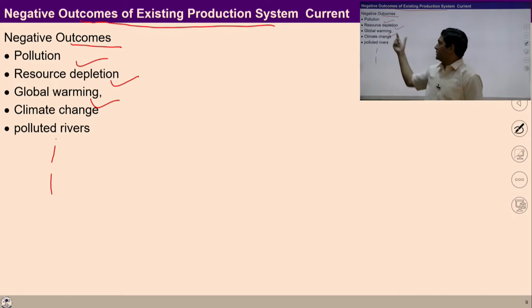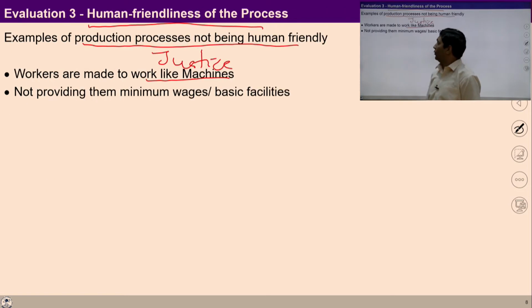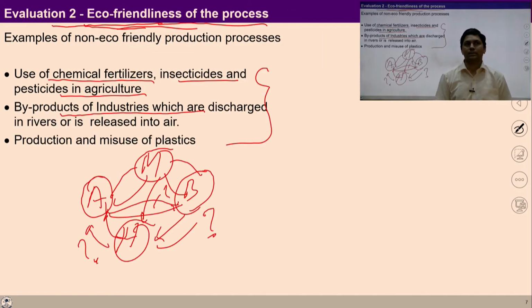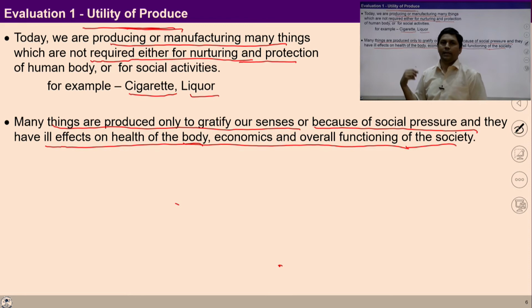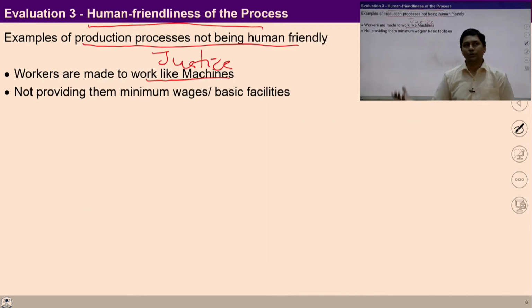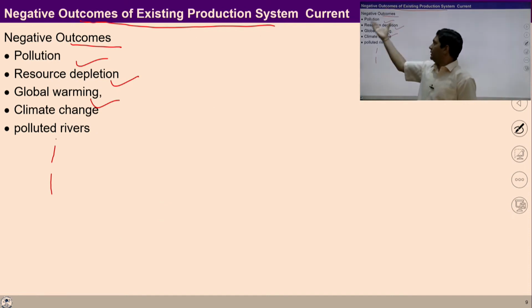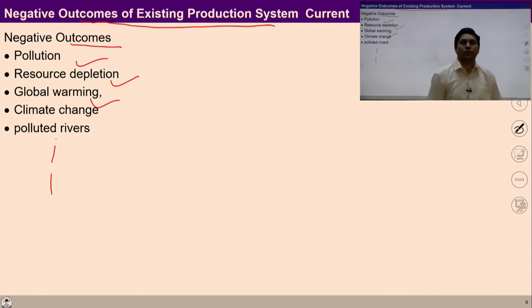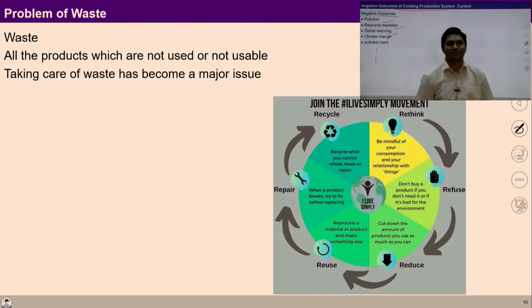So all of us are well aware of these negative outcomes, and these outcomes are because of ignorance of human friendliness, eco-friendliness and utility of the produced thing. So if we ensure these things, definitely these negative outcomes would be minimized gradually.